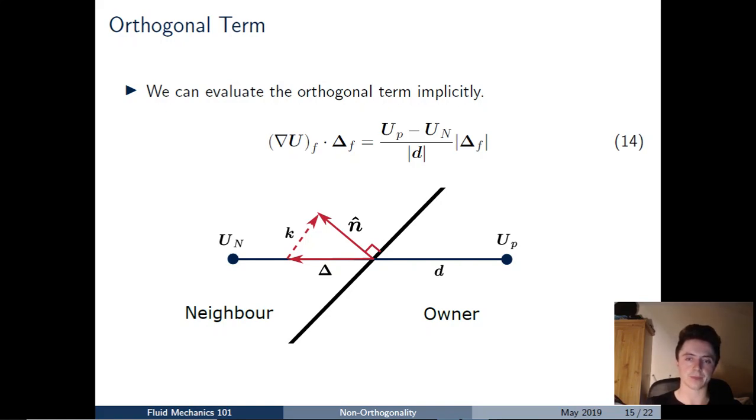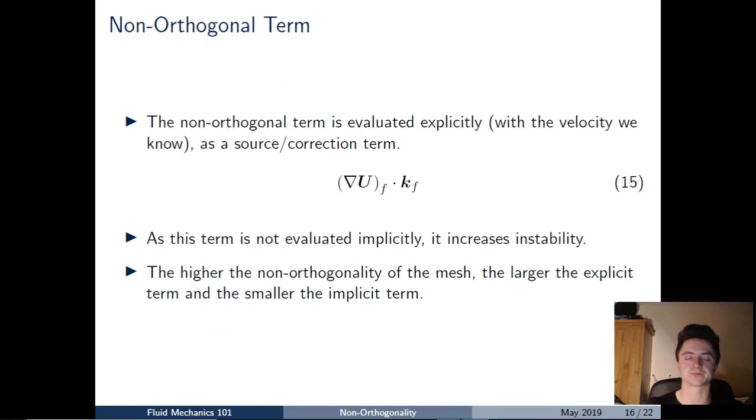And so this orthogonal term we can treat fully implicitly, and when we treat the term implicitly, the Laplacian operator or the diffusion term tends to increase and improve the stability of the overall set of matrix equations when we discretize the Navier-Stokes equations. So the orthogonal component is good and is more likely to give us that converged solution that we're looking for. The non-orthogonal term, on the other hand, is different.